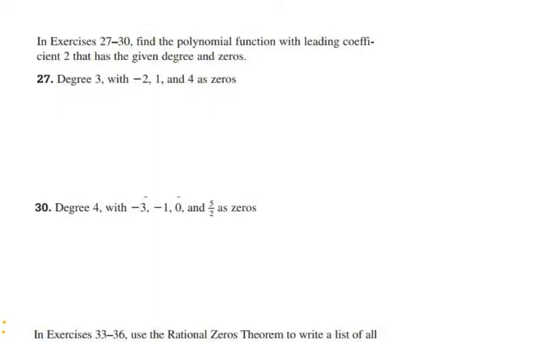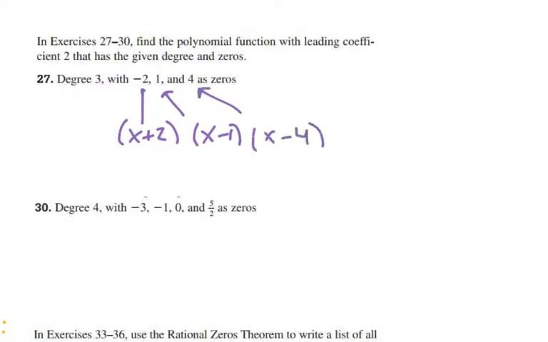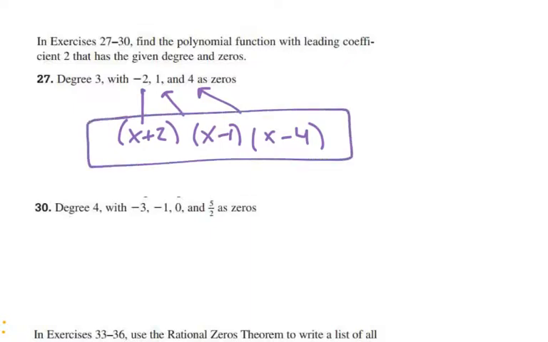Alright, moving on to number 27, we need to find the polynomial function with leading coefficient 2 that has the given degree and zeros. Okay. So as we did in our previous assignment, if this is the 0, then the factor is x plus 2. Same with the next one. If that's the 0, then the opposite is its factor. And then in the last one, the opposite of 4 is its factor. We don't necessarily need to take the time to rewrite this in expanded form, because this is going to be it with just those zeros.